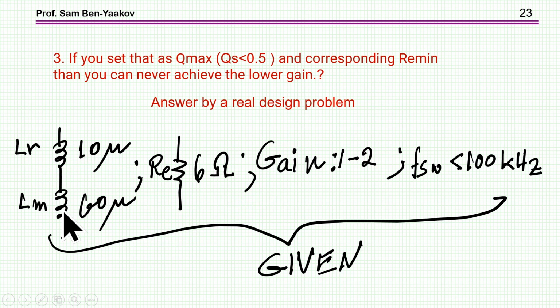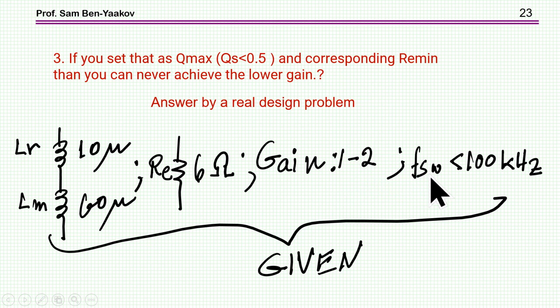This represents actually the inductors which are part of the transformer. This is actually the leakage, and this is LM of the transformer. So this is given. You cannot change it. This is a given transformer that you have to use. Also, the RE is given because you need a certain power. You have a certain V in, so RE is given. You cannot change it. Now, since the voltage at the input can change in the ratio of 1 to 2, you like to have a gain of 1 to 2.